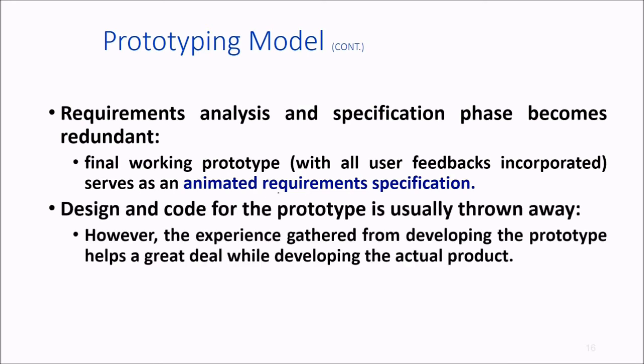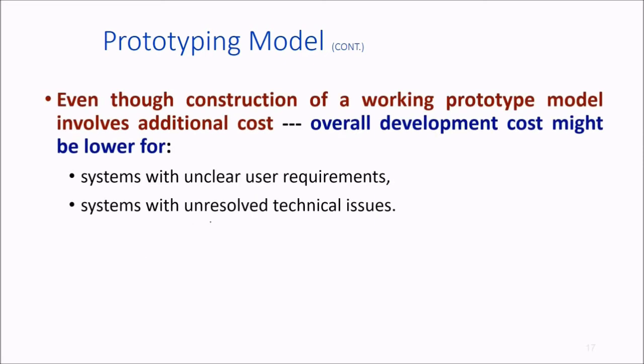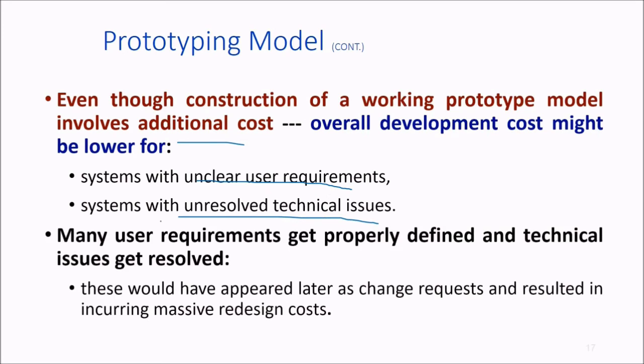The design and code for this prototype are usually thrown away or scrapped. The experience gathered is important for development of the prototype. It helps a great deal while developing the actual product. The construction of a working prototype involves additional cost. But the overall development might cost less, because a system with unclear user requirements or unresolved technical issues is never accepted. So many user requirements get properly defined here and technical issues are resolved properly. These would otherwise have appeared later in a change request or maintenance phase and resulted in massive redesign cost.